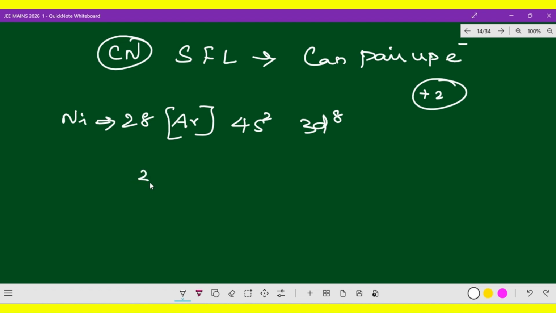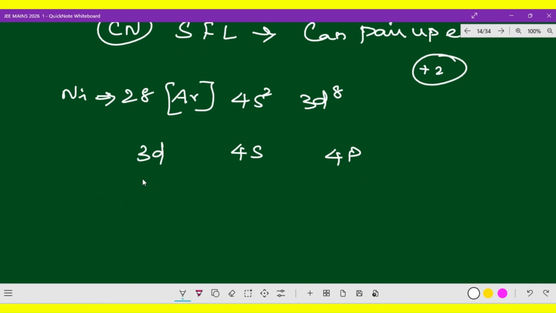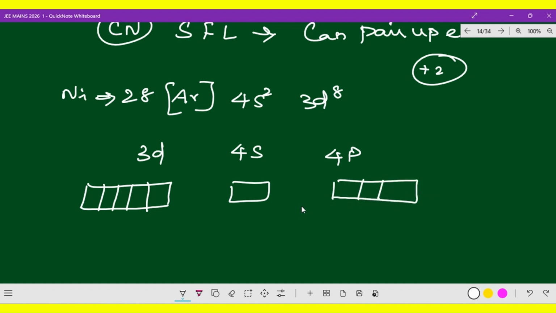So we can go directly to 3d, 4s and 4p. We have to keep empty orbitals because they have to accommodate the ligands. Here there are 5 orbitals in 3d, and in the remaining we have to fill the ligands. In 3d we have 8 electrons, and anyway it can pair the electrons, so we pair them directly. So 3d8, with 4s 0 and 4p 0.